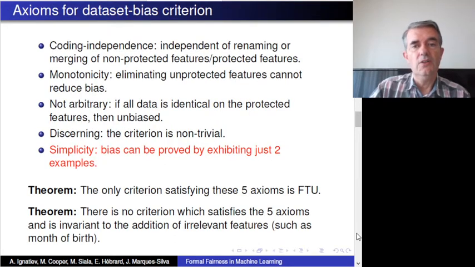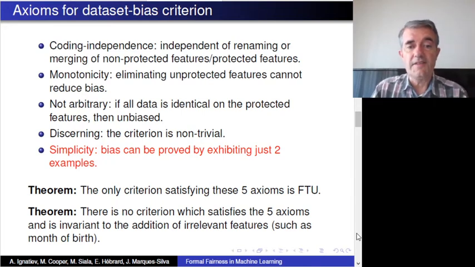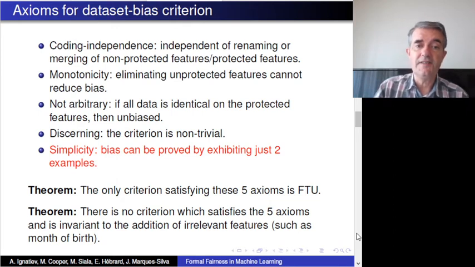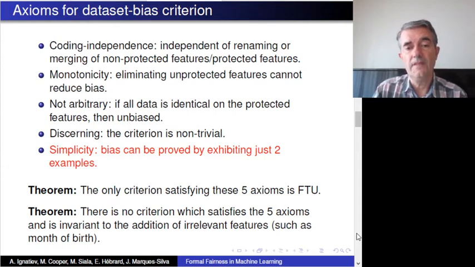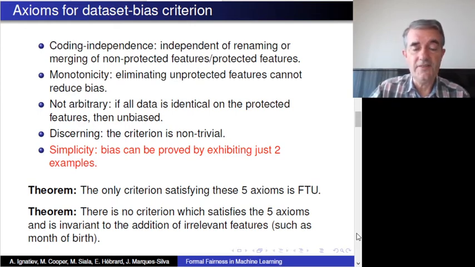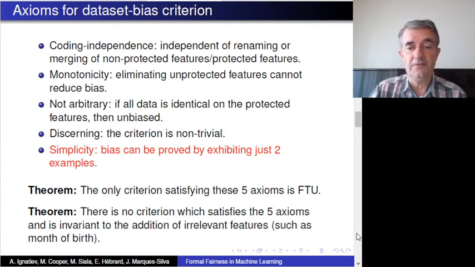Okay, but we looked at it from a theoretical point of view. The criterion for dataset bias has to satisfy certain axioms. We wrote down 5 axioms. 4 of them are completely uncontentious. 1 we could discuss. So simplicity, in red, is this 5th axiom, simplicity, that bias can be proved by exhibiting just 2 examples. For example, our Alice and Bob examples. We proved that any criterion which satisfies these 5 axioms must be FTU. There is only 1 criterion.